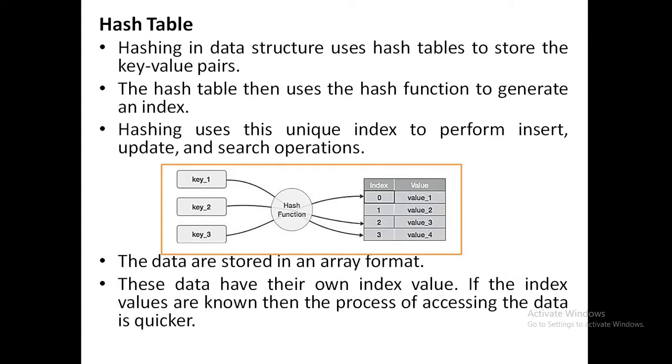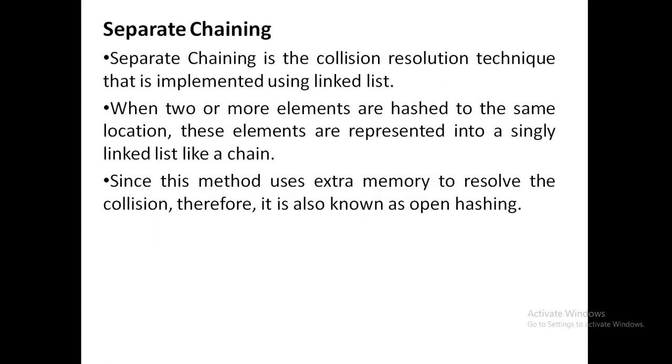Hashing in the data structure uses hash tables to store the key value pairs. The hash table then uses a hash function to generate an index. Hashing uses this unique index to perform insert, update as well as search operations. The data are stored in an array format. These data have their own index value, and if the index value is known, then the process of accessing the data becomes easier and quicker.